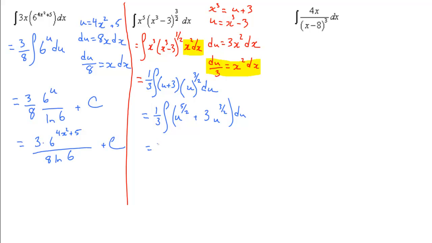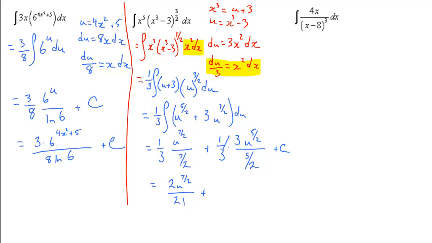One more step then. We can now integrate, so we get 1 over 3 u to the 7 over 2 over 7 over 2 plus 1 over 3 times 3 u to the 5 over 2 over 5 over 2, all plus a constant, leaving 2u to the 7 over 2 over 21. 2 comes up, 3 times 7 is 21. Plus the 1 over 3 and 3 are canceling here. So 2u to the 5 over 2 over 5 plus a constant.